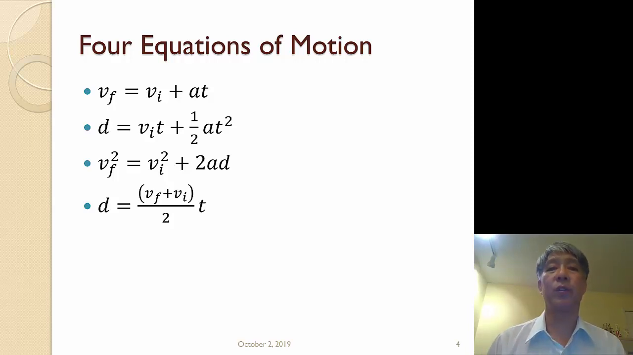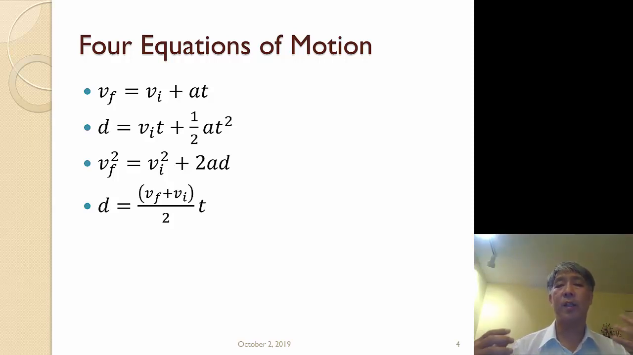Okay, these are our 4 equations of motion, okay? The first one basically says that the final velocity is based on your initial velocity plus acceleration times time. Okay, the next one says that your displacement is going to be initial velocity times time plus 1/2 a t squared. The third one is your final velocity squared is equal to your initial velocity squared plus 2 times the acceleration times the displacement. And the last one is that your displacement is equal to your average velocity, represented by v final plus v initial, divided by 2, times time.